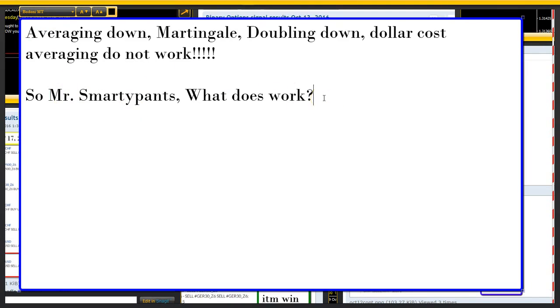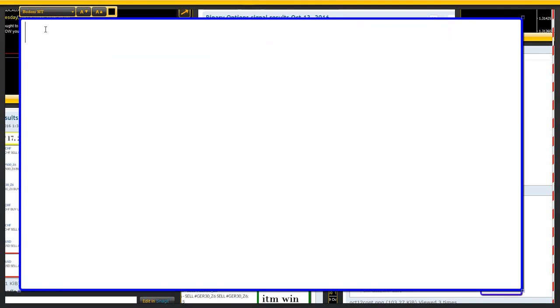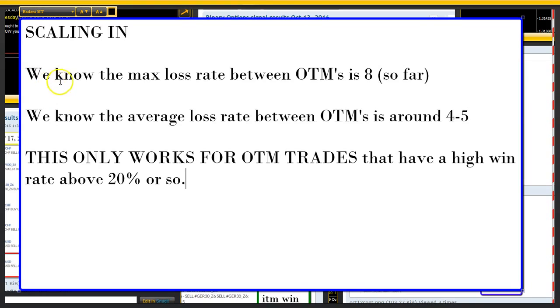Okay, now let's get into what does work. Since you know what does not work and what not to do, we're gonna talk about scaling in. Okay, we know the max loss rate for these types of trades is about 8. So far it could go higher. Who knows? We also know the average loss rate between OTMs is around 4 to 5. It just depends. Sometimes 2, sometimes 3, sometimes 6. One time 8. That's fine.